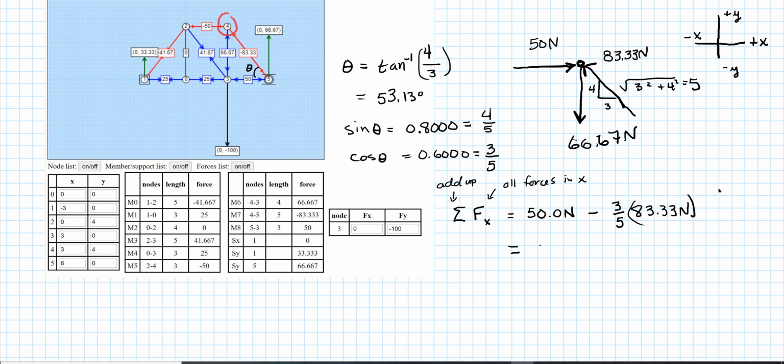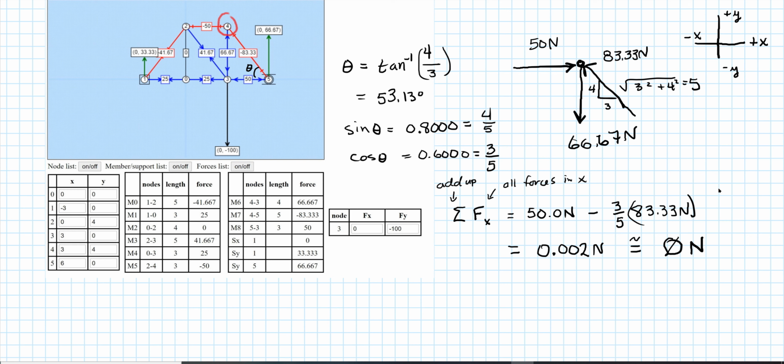And we get 0.002 newtons. So this is within round off of being equal to, I'm going to put an approximately equal to 0, and I'm going to put a little slash through it to make it clear that it's 0 newtons. And that's what we're trying to check for.